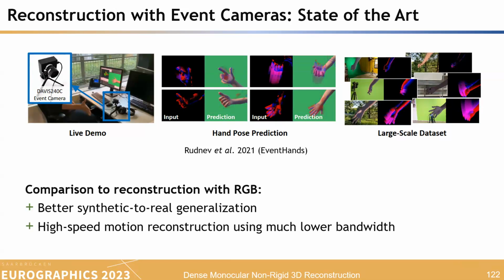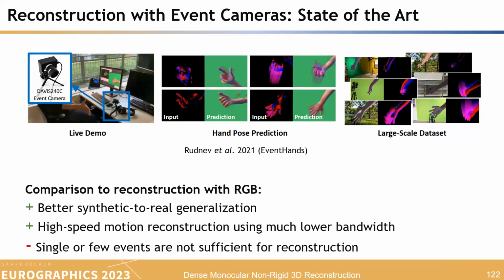Because of this, with event cameras, which have high temporal resolution, you can do high speed motion reconstruction using much lower power or bandwidth, and it also works in low light settings as well.